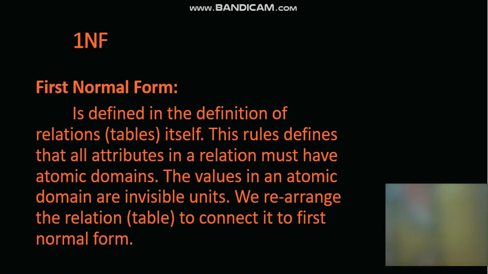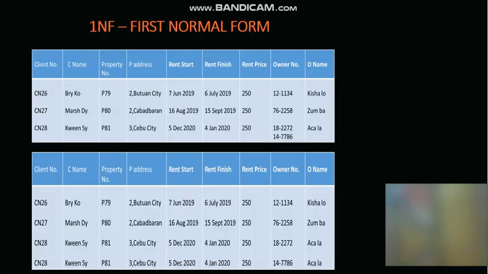The first normal form is defined in the definition of relations, or tables, itself. These rules define that all attributes in the relation must have atomic domains. The values in an atomic domain are indivisible units. So we rearrange the relation table to convert it to the first normal form. Here, this is the first normal form table, and these are the entities we have.